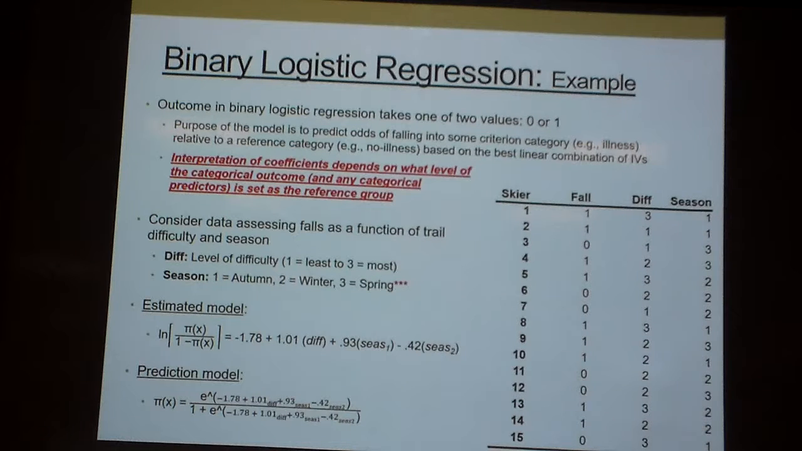Candace, what do these dummy codes represent within the context of this model? It's going to be fall. Spring is the reference group, so the dummy codes are going to represent autumn and winter versus spring. Right. So this coefficient tells us the increase or decrease in the natural log of the odds of falling versus not falling for autumn relative to spring, and this one will be winter relative to spring.